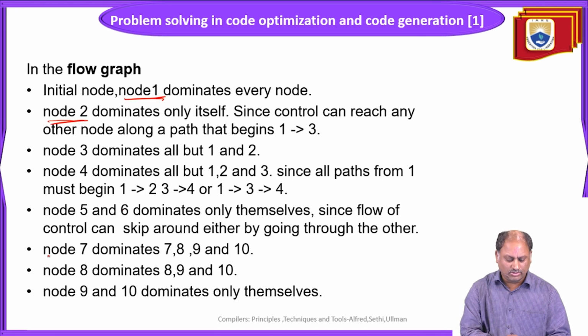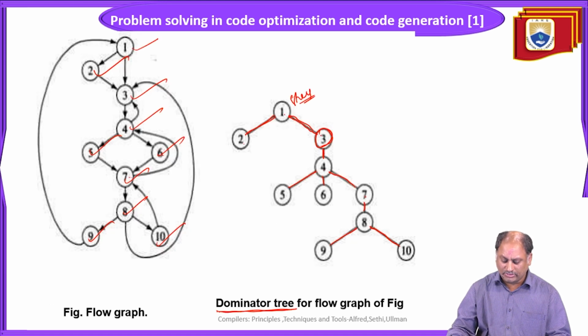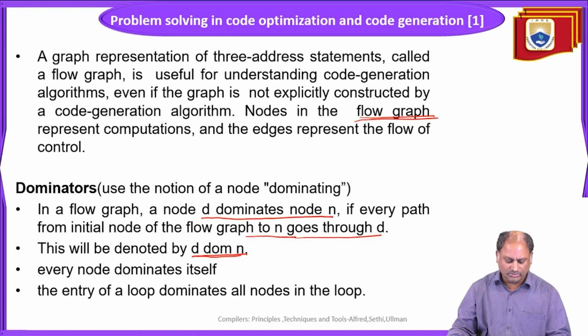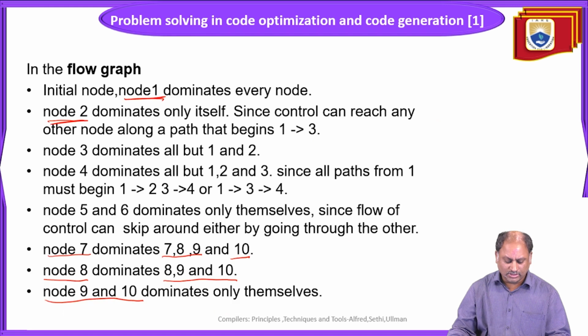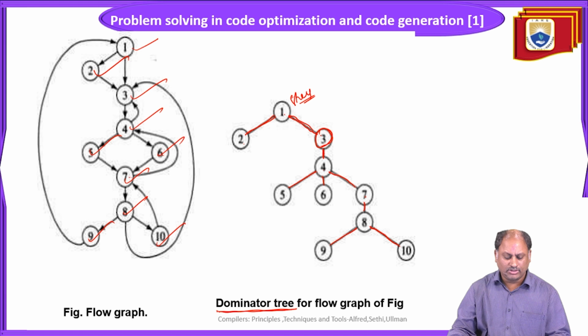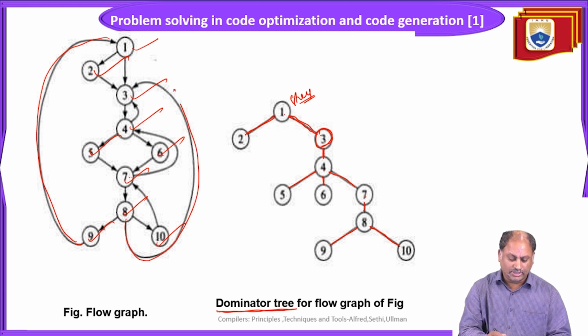So node 7 dominates 7, 8, 9, 10. Node 8 dominates 8, 9, 10. Nodes 9 and 10 dominate only themselves. So like this we verify the dominators of the corresponding nodes, and we write a tree notation, from which we eliminate the remaining edges. The edge from 9 to 1 is to be removed, and also the edges from 8 to 3, 7 to 4, and 10 to 7.